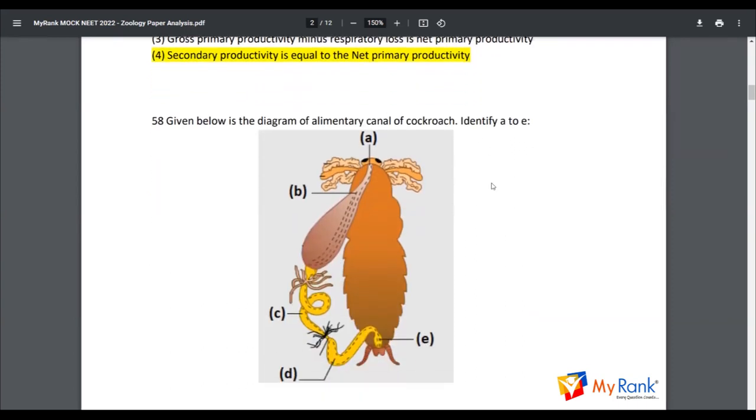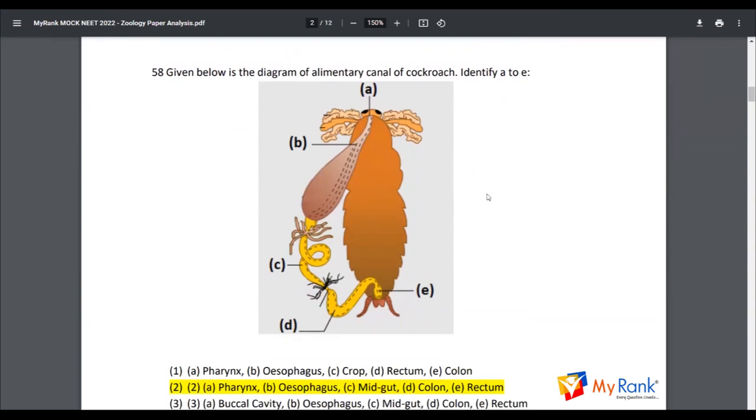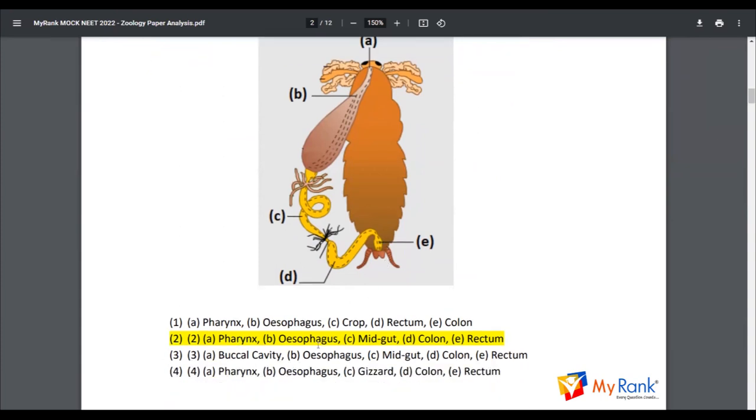Question number 58. Here is a diagrammatic representation of a cockroach and we are asked to identify the different parts that are labeled here. Option A is pharynx. Option B is esophagus. Option C is the midgut region. Option D is the colon and option E is the rectum. So where do we have that answer? Pharynx, esophagus, midgut, colon and rectum. Option B. So option B, or option 2, is the correct answer.